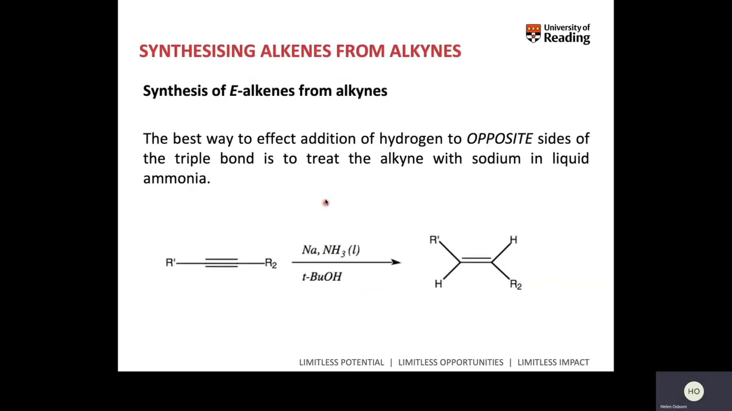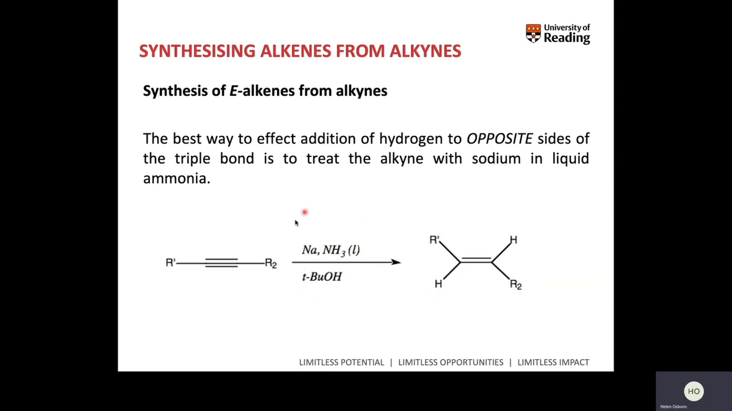So just again for completeness, rather than wanting to make Z alkenes, we might want to make E alkenes, and again we can do this from alkynes. What we do in this case is use very different conditions. You would not need to know these conditions, but just be aware that there are conditions through which you can take these alkynes through to the E alkenes. So now we've got the hydrogen, the lowest priority groups, on opposite sides. That's what makes it the E alkene.